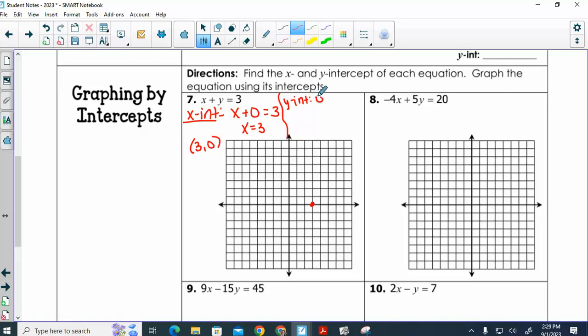Plug in a 0 for the x. 0 plus y is just y, so we get y equals 3. What's that ordered pair? Okay, if I plot 0, 3, we're hitting the y-axis at 3. So I don't actually need my y equals mx plus b form. Once you have any 2 points, you just use your ruler and draw the line between them. Why don't you guys try example 8?